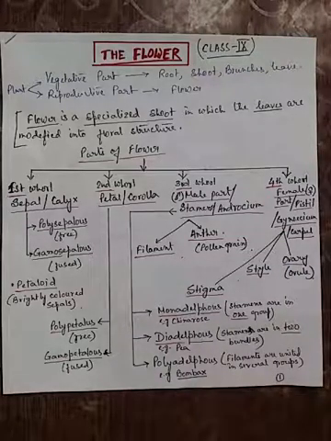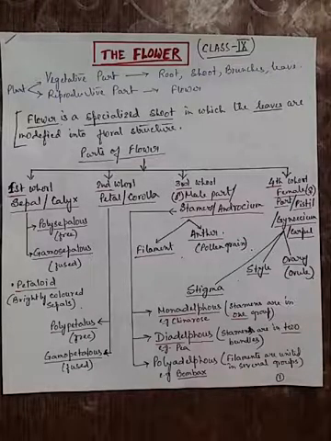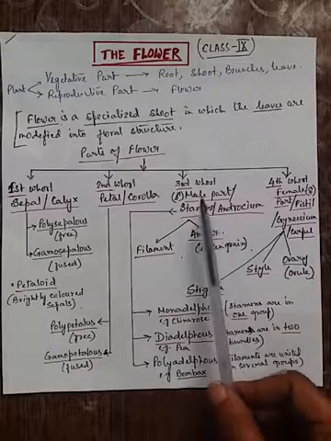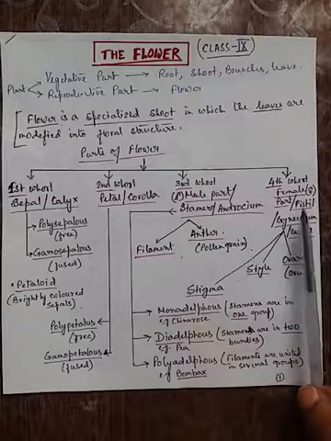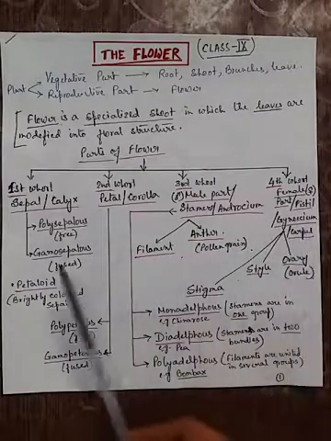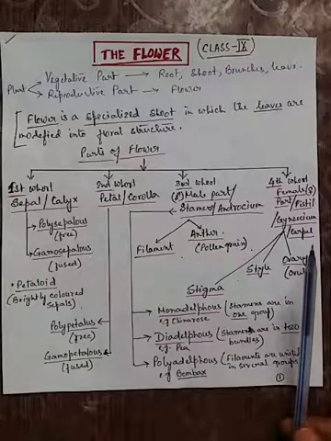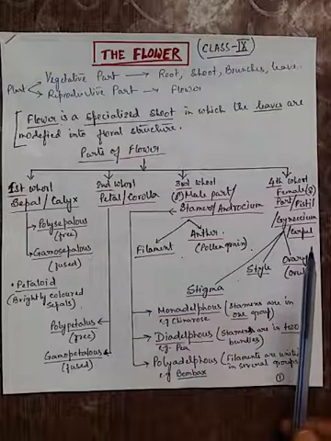Now, here in your syllabus, it is mentioned you have to learn the parts of a complete flower or the bisexual flower. Now, what is the complete or the bisexual flower? A flower containing both the male part and the female part. This flower is called bisexual flower. Now, let me explain all four parts. After then, I will show you a dissected flower containing all four parts.